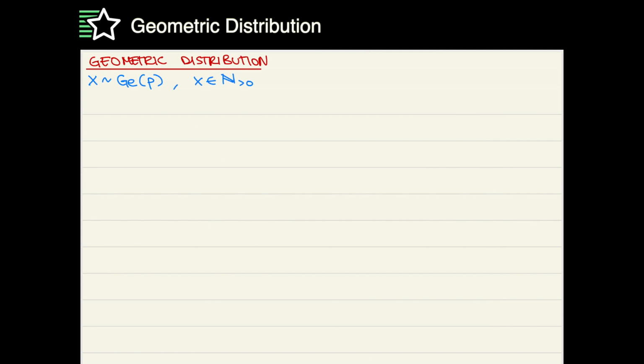The probability mass function of the geometric distribution, that is the probability for X to be equal to i, is equal to 1 minus p to the power of i minus 1 times p. This is very intuitive, as for X to be i, we need exactly i minus 1 fails, and finally 1 success. The expected value of a geometric distribution is 1 over p, and its variance is 1 minus p over p squared.